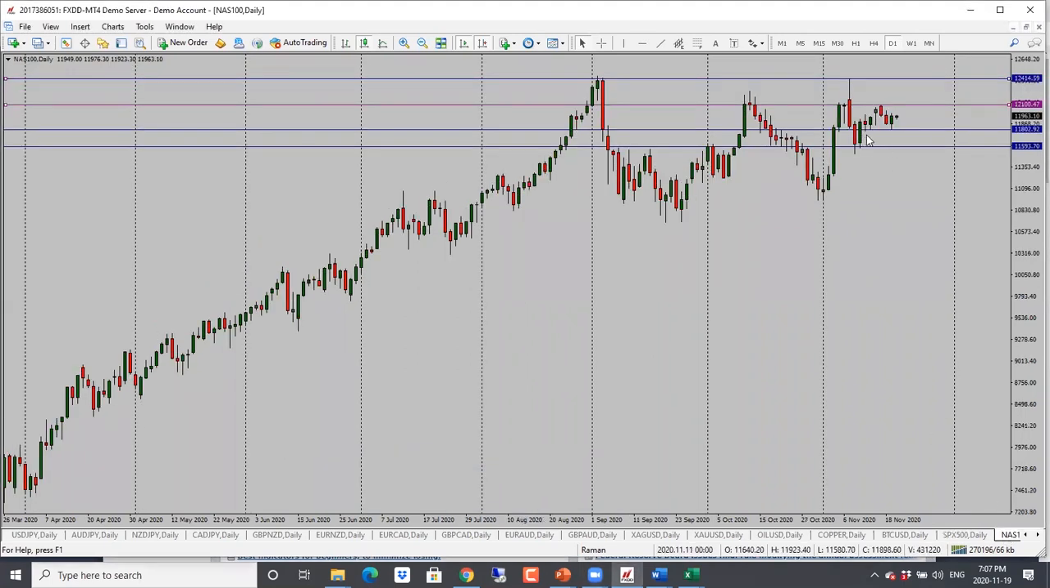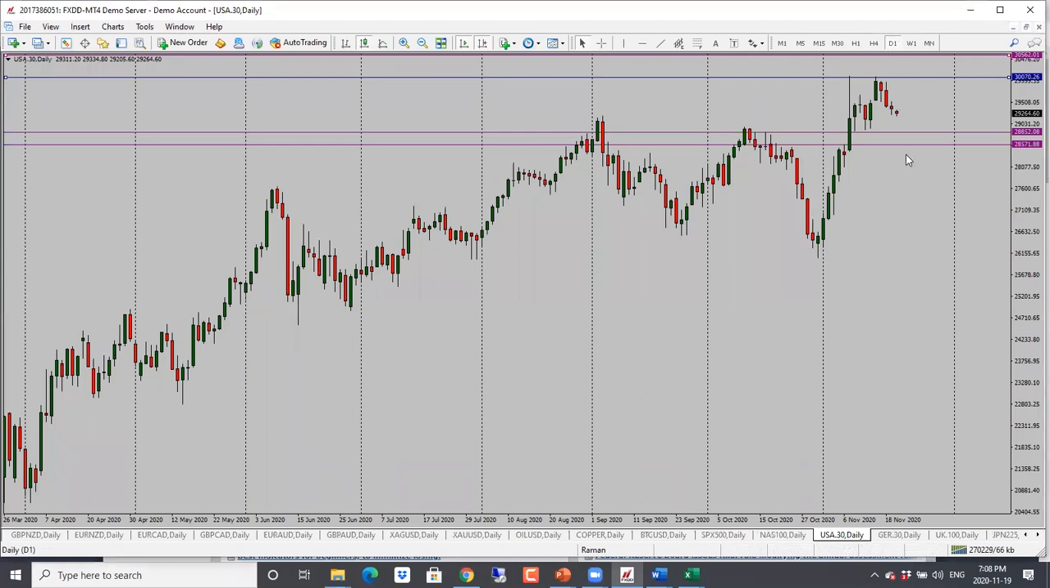NASDAQ here, NASDAQ came into the support and then has moved off of that support. We have a bullish candle close, small but still bullish. So I will look for a move towards 12,100, which is the top of the range. And then if it holds, we're looking for a drop again. So bias for today is neutral for NASDAQ. Dow Jones here slowly making its way down, neutral to bearish bias, looking for a move back into 28,850. So neutral to bearish here for Dow Jones.